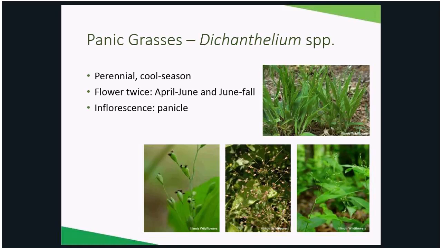They also, again, some of them are very hairy, some of them aren't. That would get into differentiating which species you're looking at. But as a general group, overall, if you see a panicle inflorescence with very round seeds that flowers twice throughout the season, that's a good clue that you're looking at a panic grass.